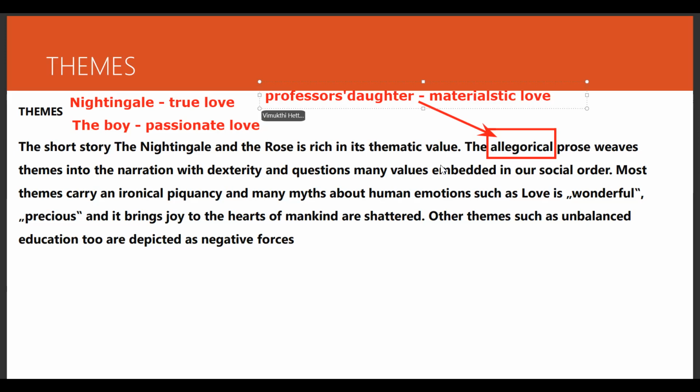Most themes carry an ironical piquancy and many myths about human emotions, such as love is wonderful and precious, and it brings joy to the hearts of mankind, and shattered.